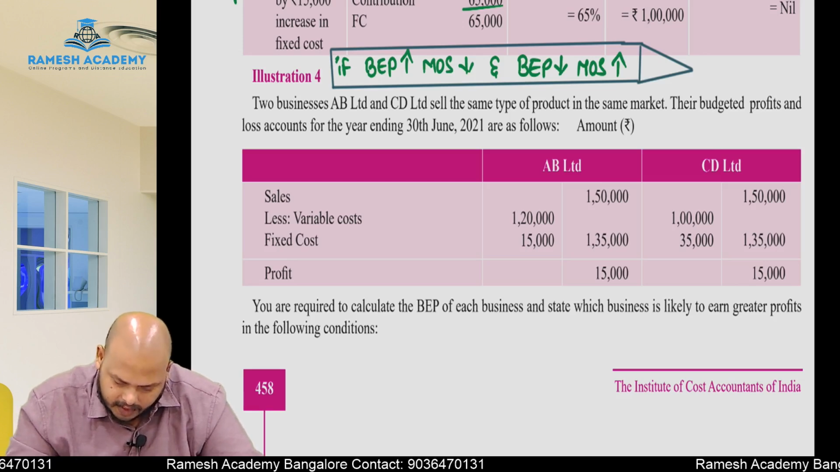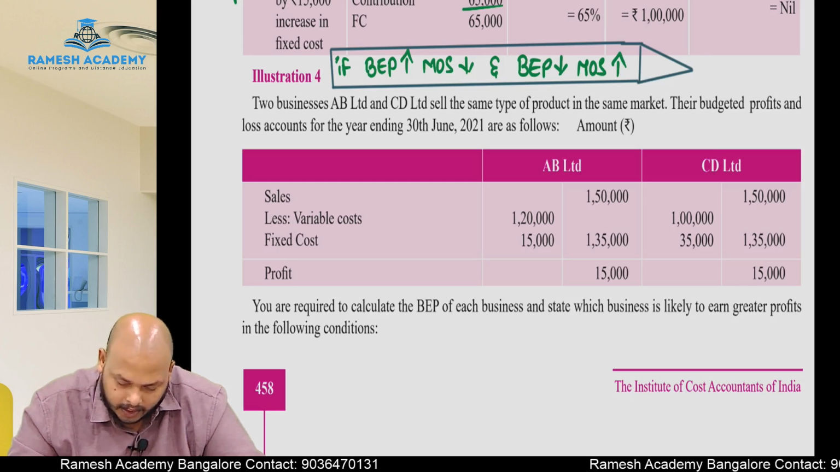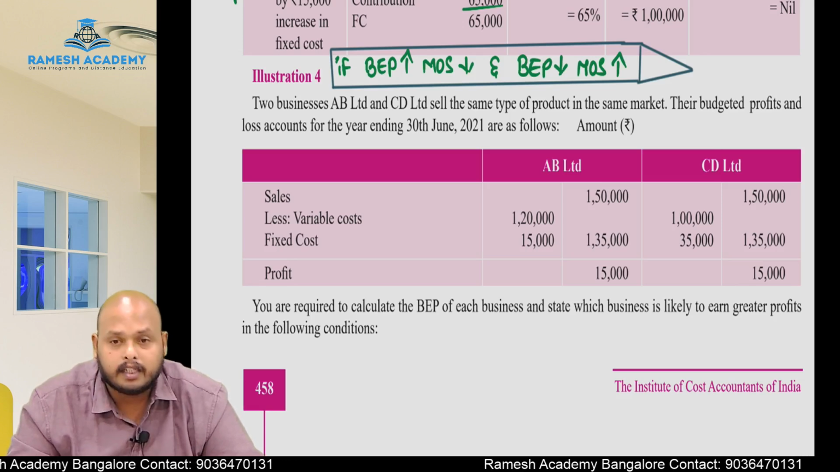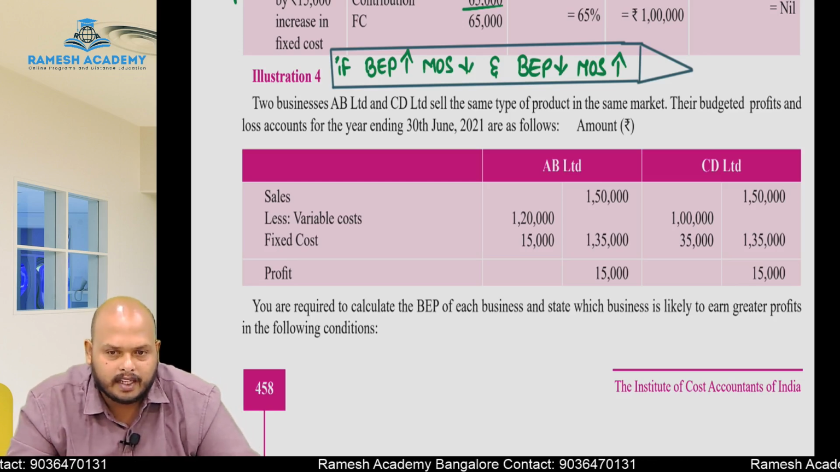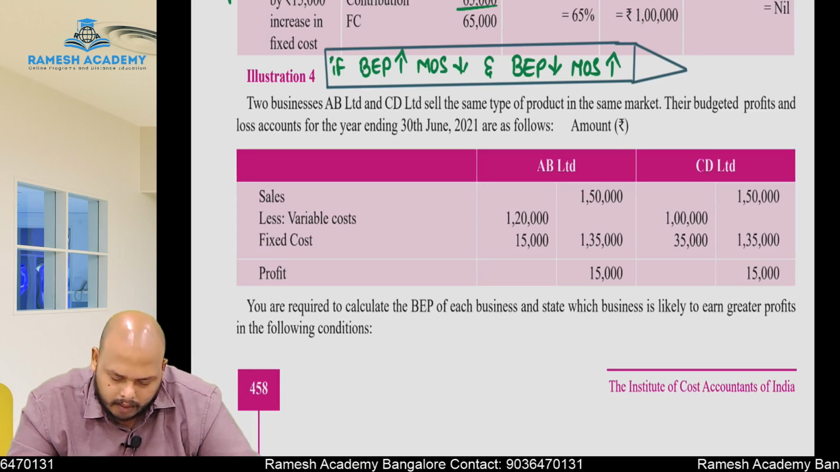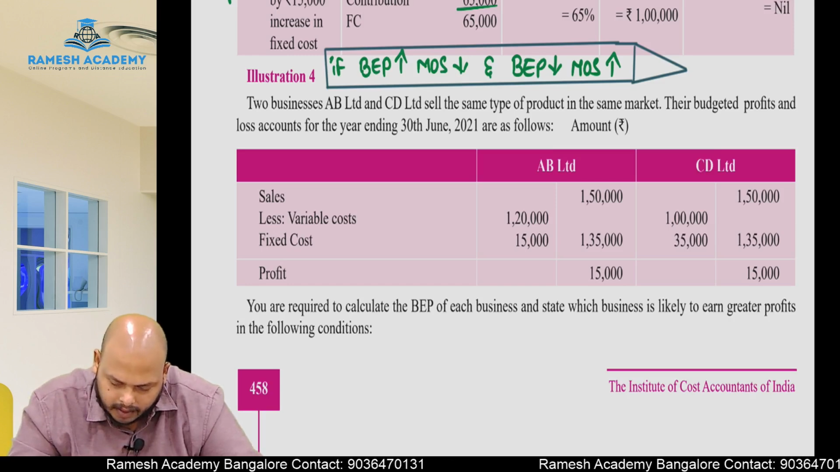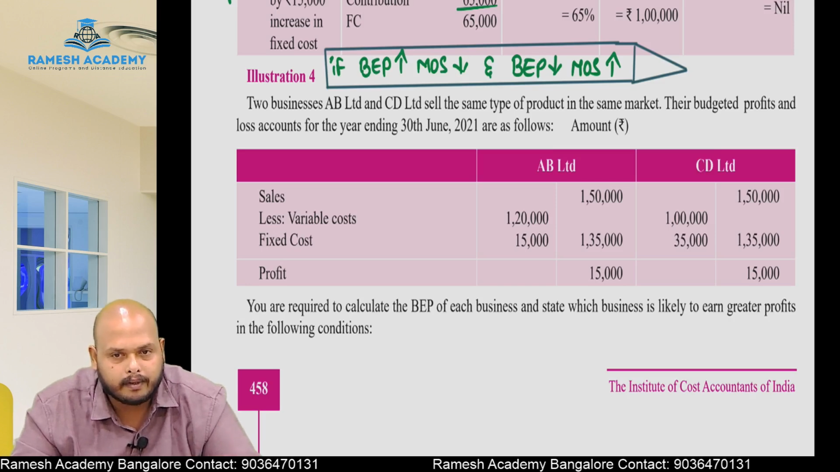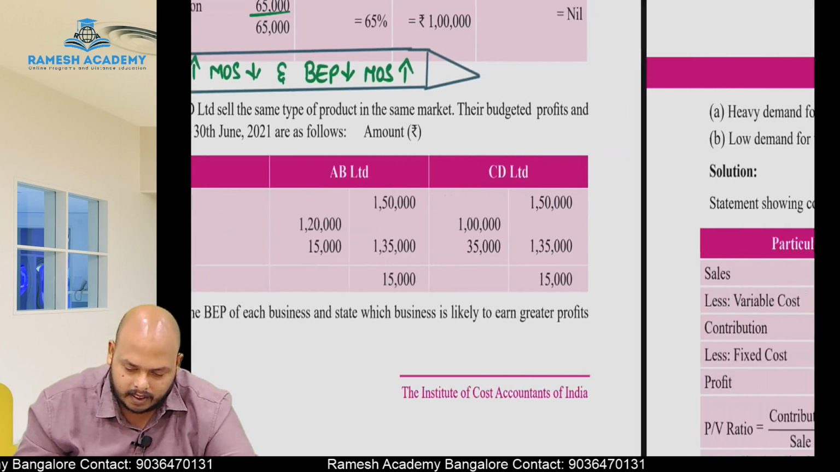Sales they gave 1,50,000, CD Limited also the same. Variable cost here it is 1,20,000, there it is 1 lakh. Fixed cost here it is 15,000, there it is 35,000, and final profit is the same. You are required to calculate the break even point of each business and state which business is likely to earn greater profits in the following conditions.